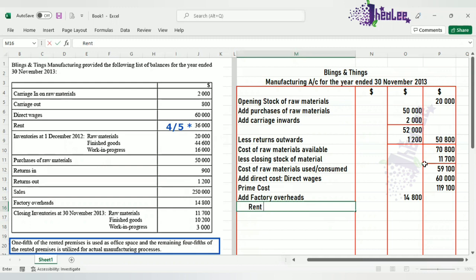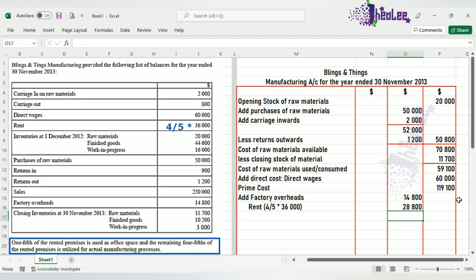So our rent, which is factory overhead, and of course in bracket you can show your calculation. So this would be 4/5 multiplied by the 36,000, and this gives us a value of $28,800. Now, bear in mind that in this question, we only have one item that we need to share between the office and the factory. Questions are different. So other questions may have more items that you need to apportion, but you need to ensure that you read the question carefully. Now, based on the question, we don't have any more factory overheads, no more indirect costs.